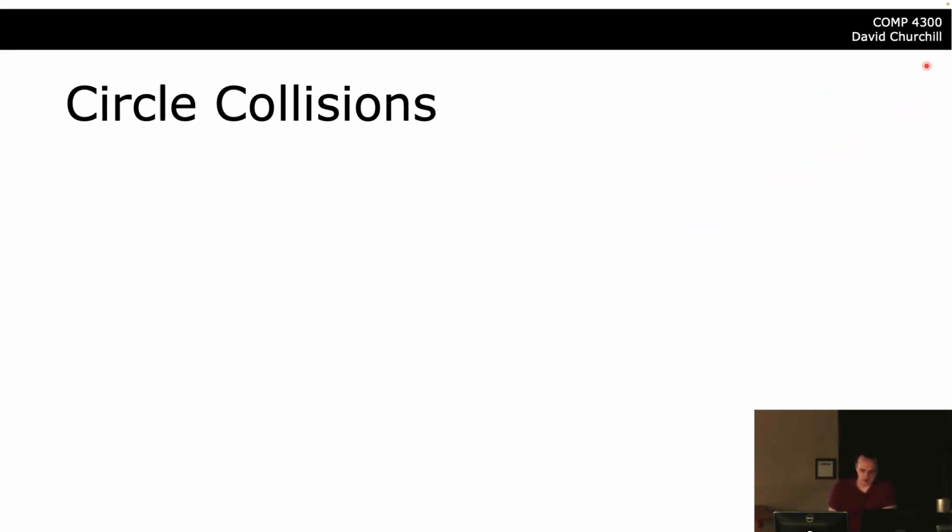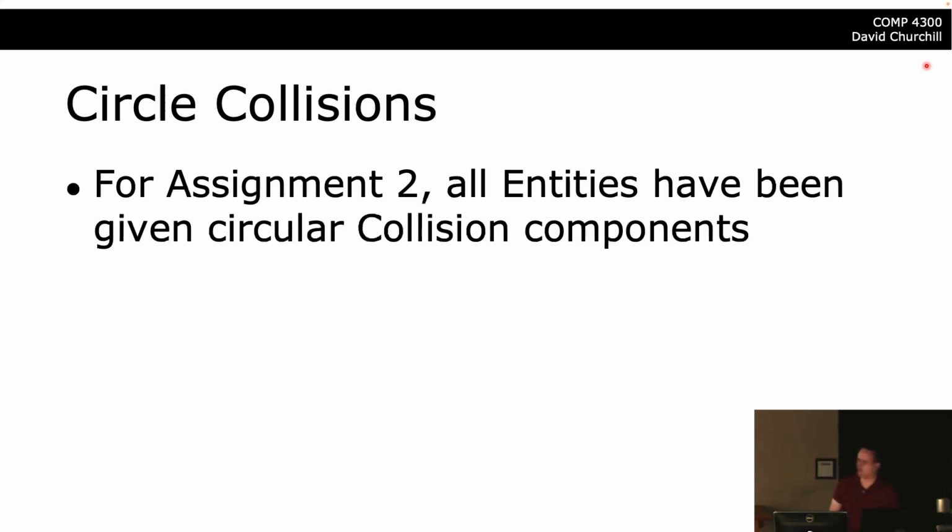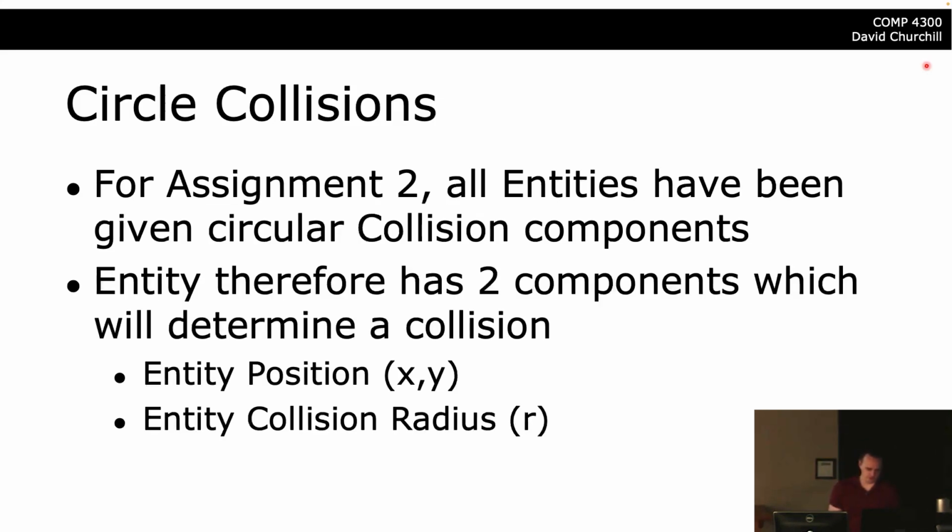Okay. One other thing that we have to do in assignment 2 is circle collisions. All of next lecture will be about assignment 2, so I'm not going to show it right now. But all of our entities are given circular collision components. So everything is going to be a circle, just to make it nice and tidy.